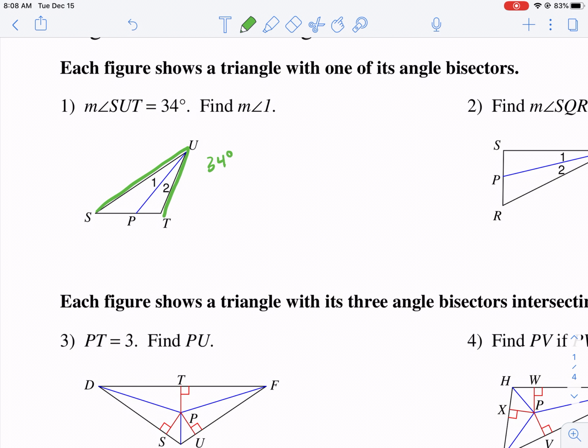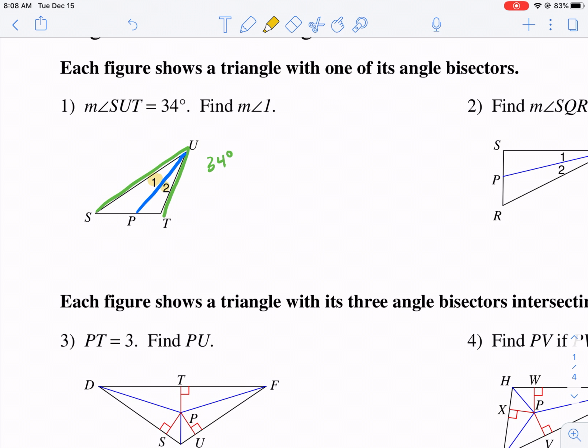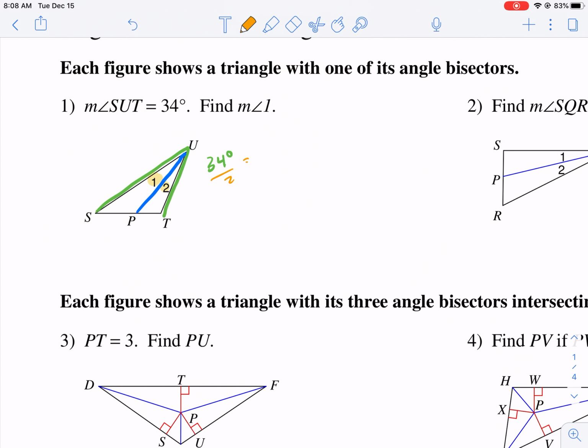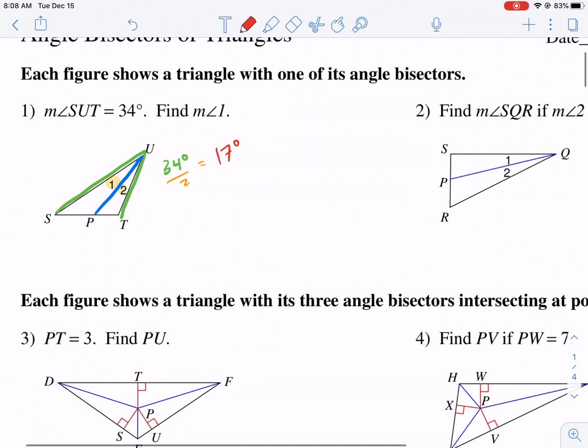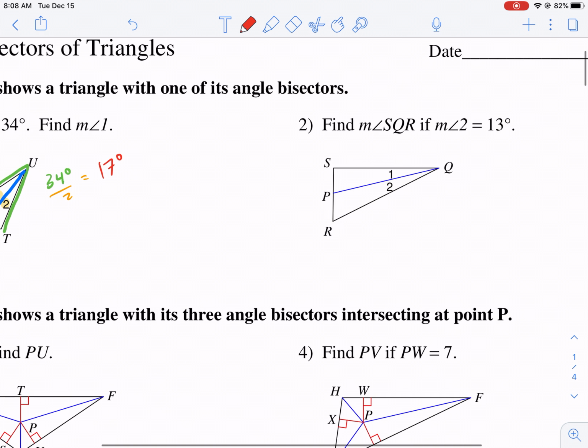So if PU, PU, like something smells bad, is the angle bisector, then that means it's going to split these two angles, these two gold ones, into two. So all we have to do here is divide this by 2, and we get that angle 1 is going to equal 17 degrees. Okay, so that's the general process. Make sure you identify the correct angle and then go from there knowing that the angle bisector splits into 2.